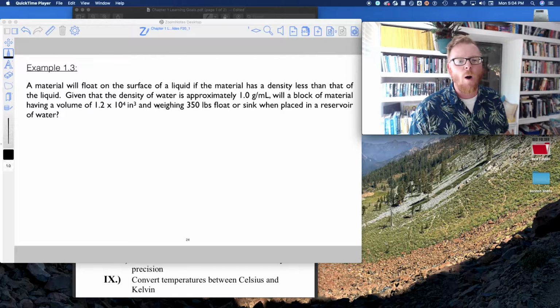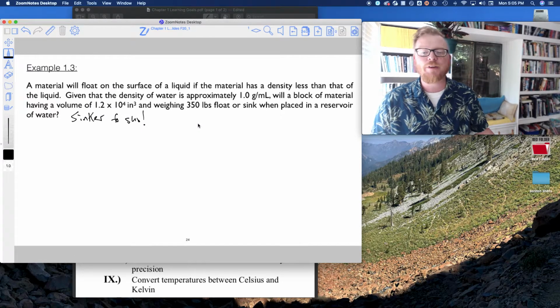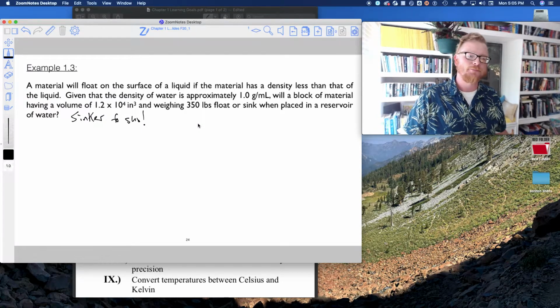Given that the density of water is approximately 1.0 gram per milliliter, will a block of material having a volume of 1.2 times 10 to the 4th cubic inches and weighing 350 pounds float or sink when placed in a reservoir of water? It's a good question. My first impression is that it's going to sink. If I was just guessing, it's going to be a sinker, because it's like 350 pounds, right? That sounds like a lot. But we have to calculate it to find out, okay?